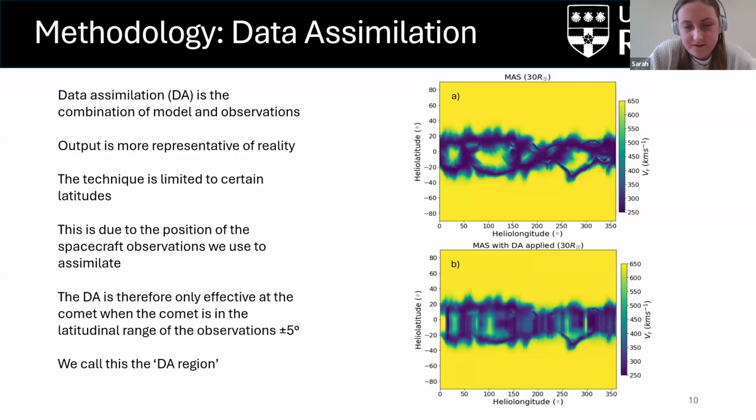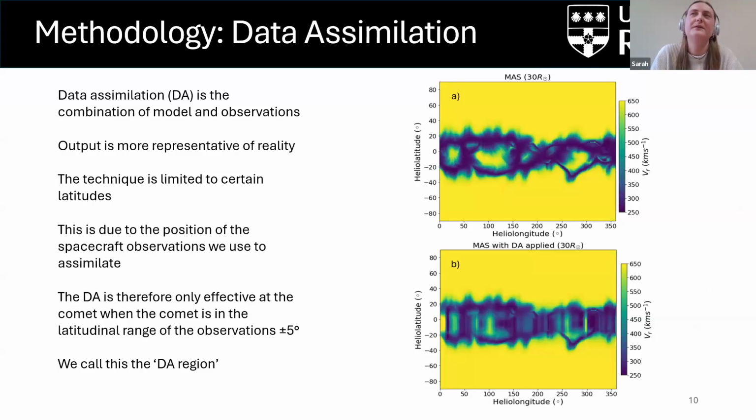There is a caveat to this technique in that because it relies on observations, you can obviously only apply this technique to where you have your observations. So most space weather spacecraft are within the ecliptic plane, which is obviously really useful for Earth, but it does mean that you can only update using data assimilation within the ecliptic region where your observations are being taken.